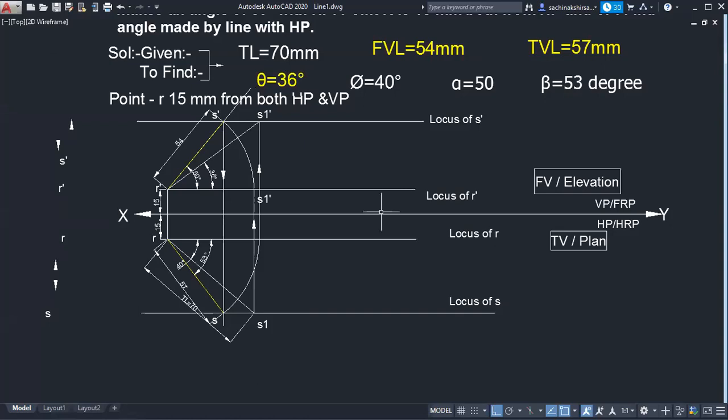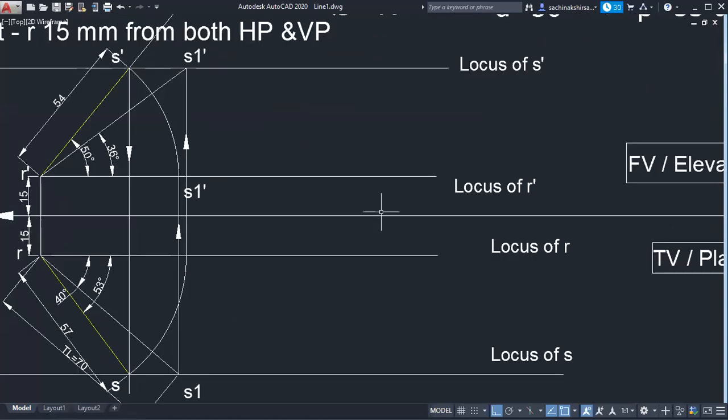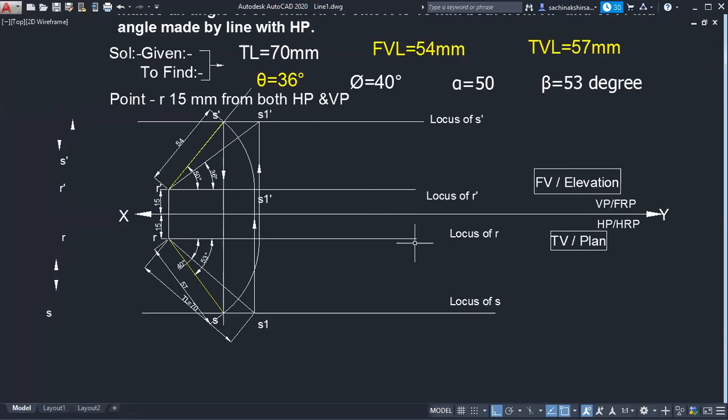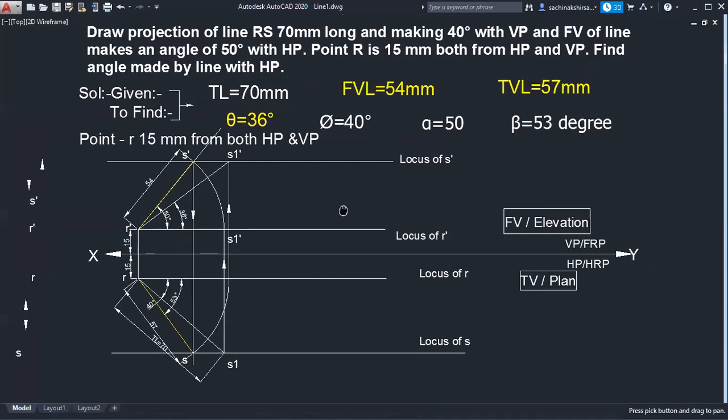So have you got this answer? What did we do in this? Which things were given in this problem? True length, phi and alpha. And what have we calculated? FVL, TVL, theta and beta. Beta also we have calculated.